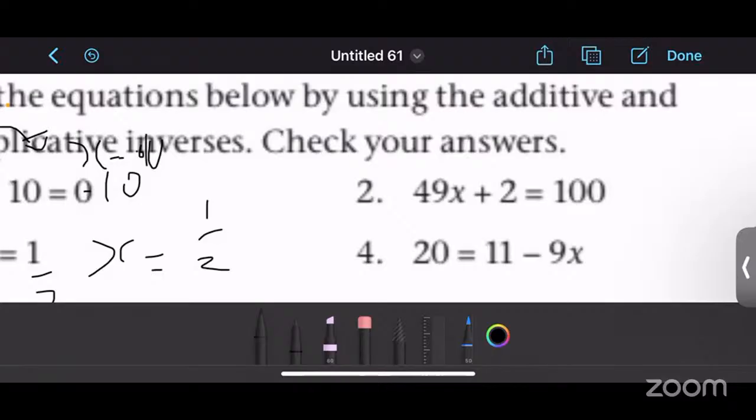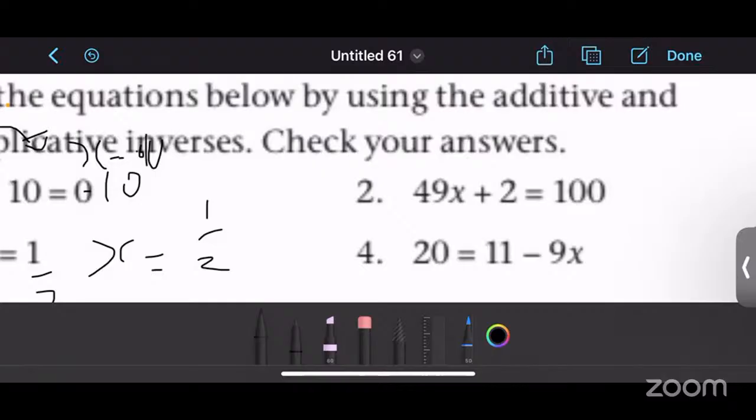A negative. So it's going to be 100 minus 2, which is 98. So that means 49x is equal to 98. Then we can divide everything by 49 to get rid of the 49 next to the x, so x is equal to 98 divided by 49. How much is that? 2. Perfect. So the answer is 2. That would be the final answer.